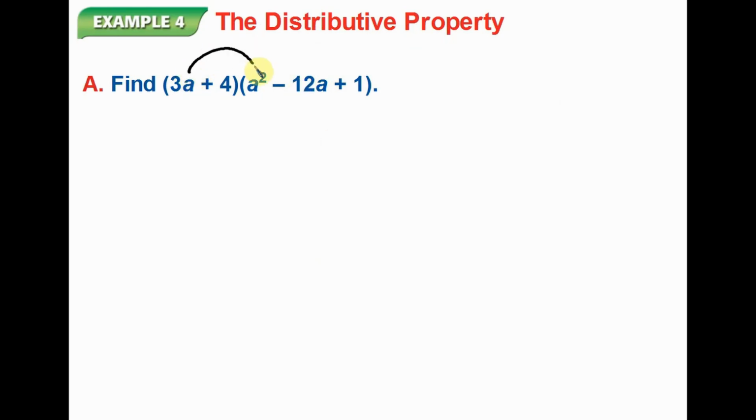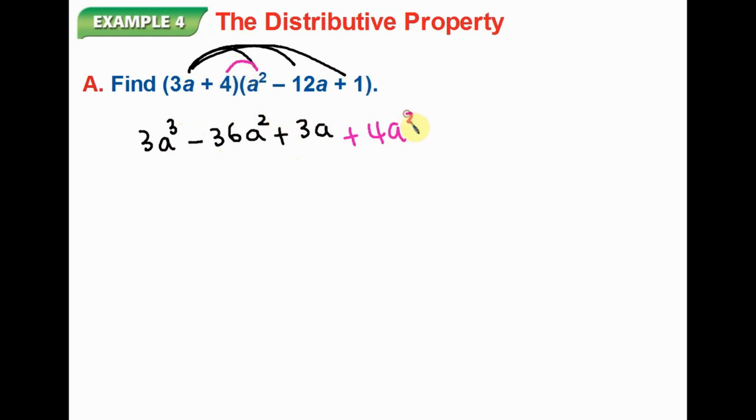So 3a times a squared, times negative 12a, times 1. And then later, I will distribute 4 to each term just one more time. 3a times a squared will be 3a cubed. 3a times negative 12a, negative 36a squared. And then the last one will be 3a. Now you're going to distribute one more time with the 4. So 4 times a squared, 4a squared, 4 times negative 12a, now I will get negative 48a, and then the last one, 4 times 1, just positive 4.